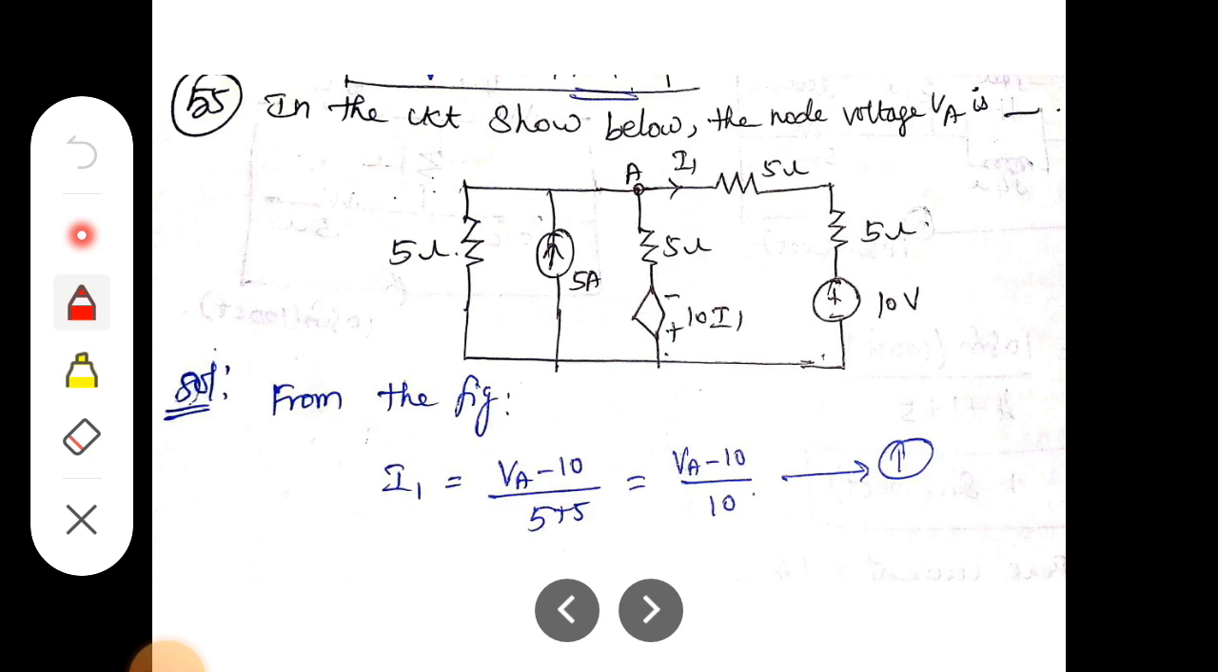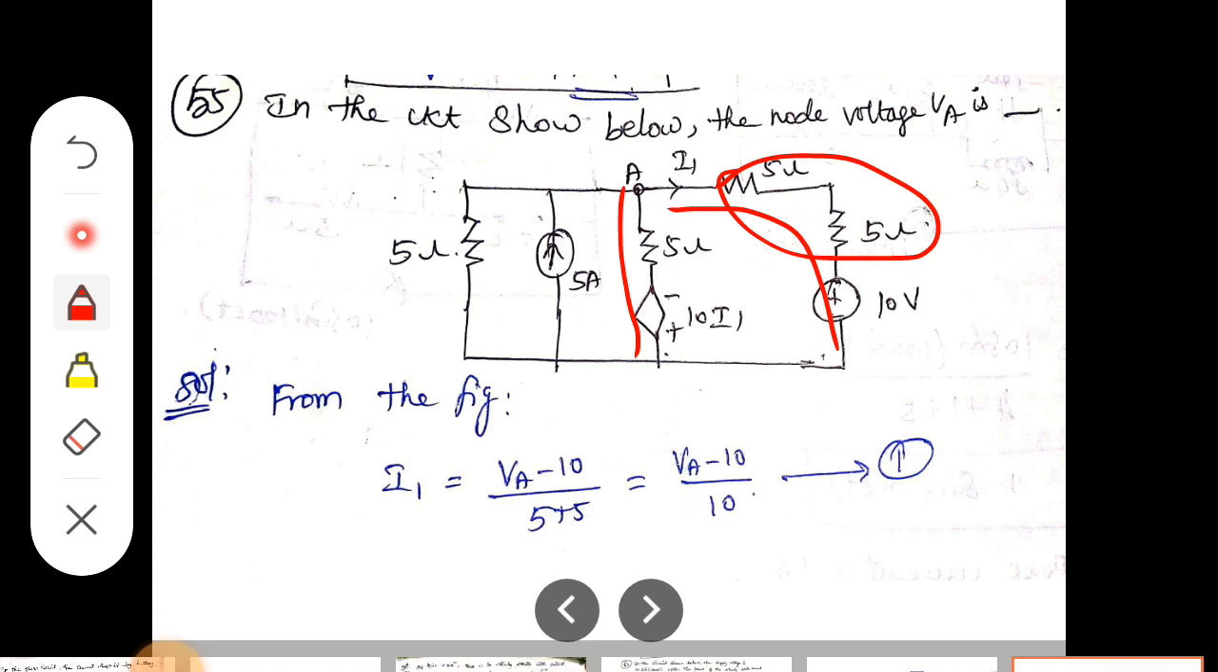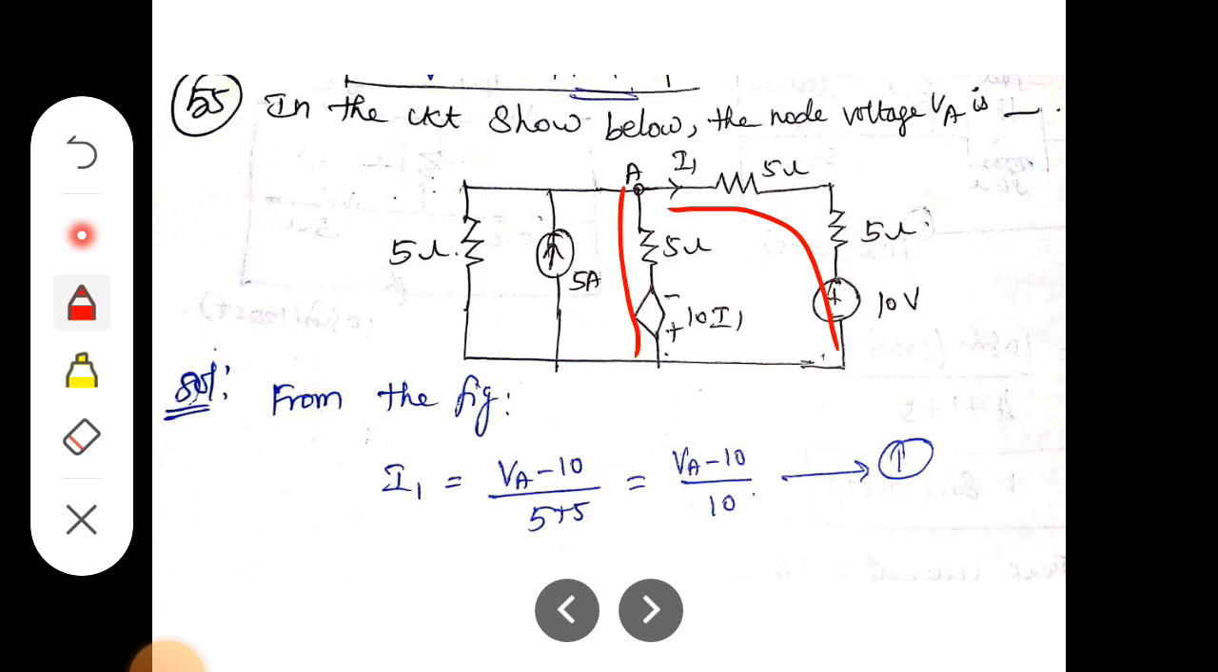Next problem. In the circuit shown below, the node voltage VA is, so they want the voltage VA. For this case we want to calculate one by one. So first we want the I1 current. The I1 current will be calculated for this branch. So VA minus 10 divided by 5 plus 5, and 5 plus 5 is 10. So overall it is VA minus 10 divided by 10. So this is considered as equation 1.